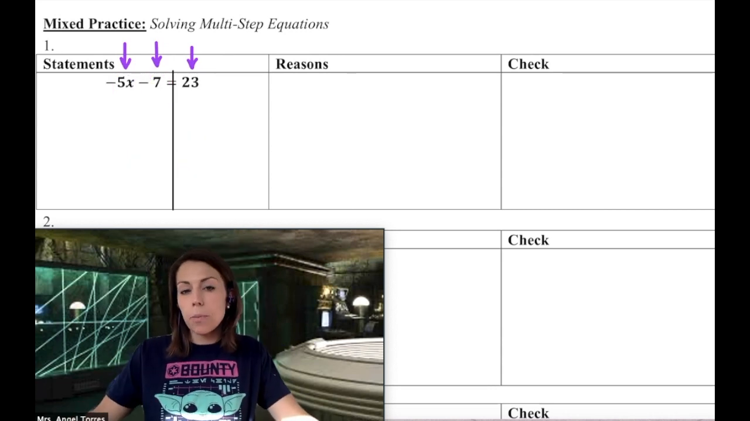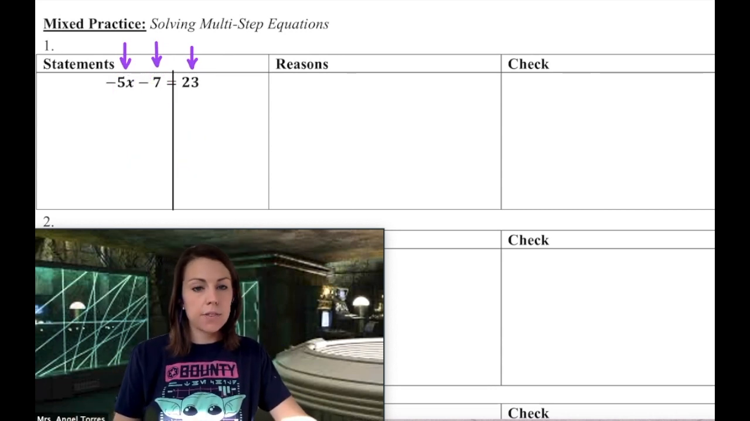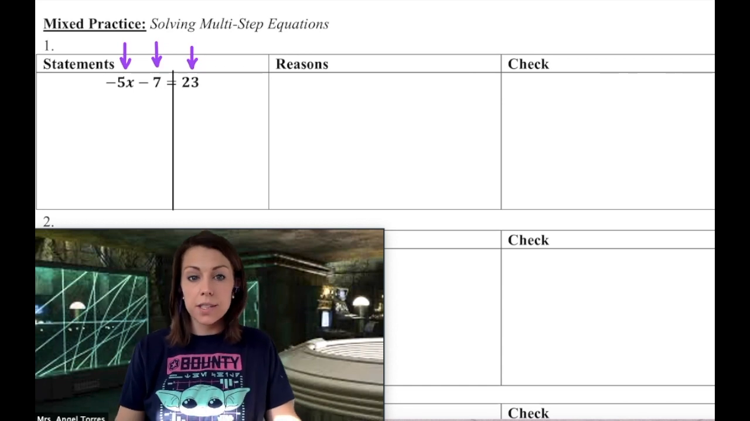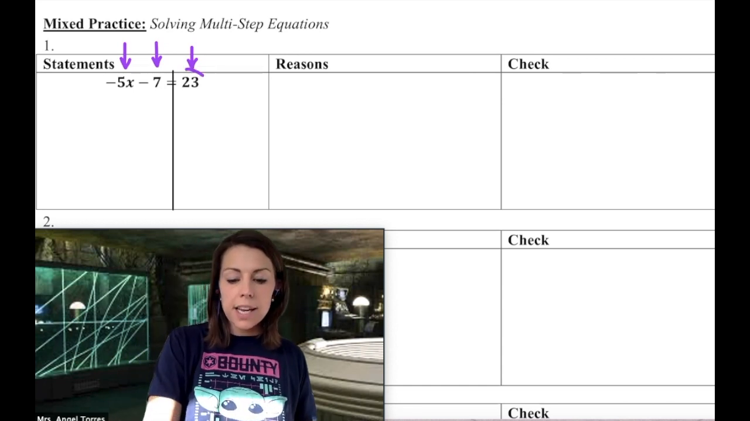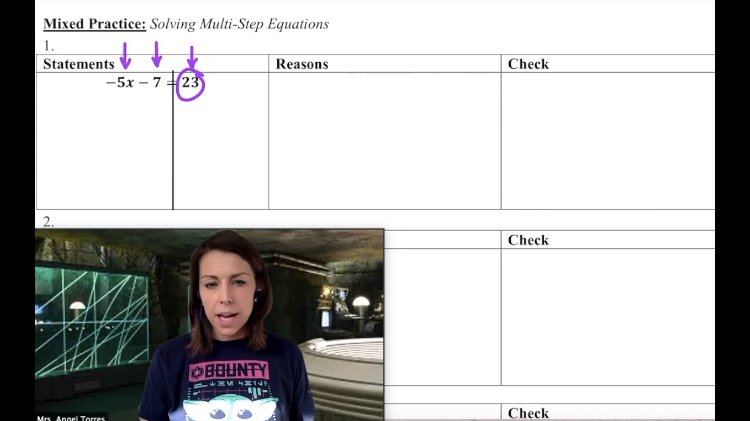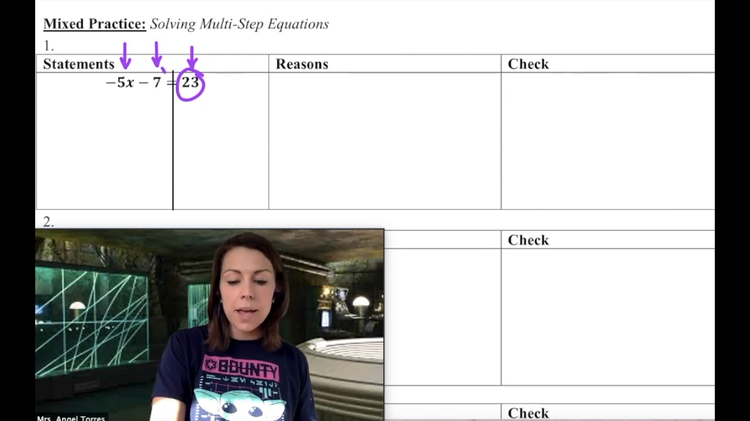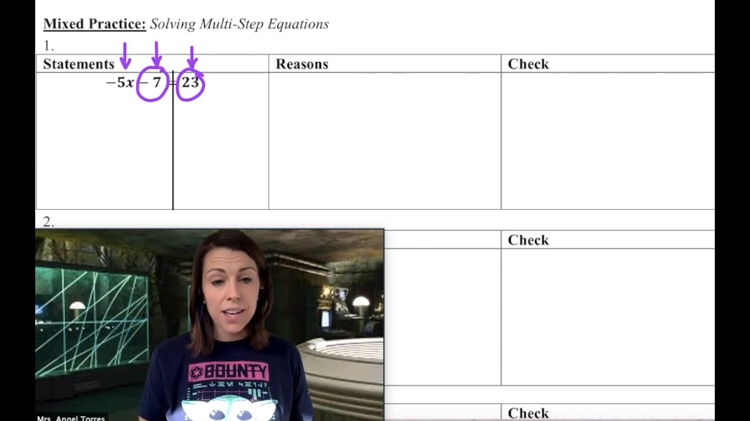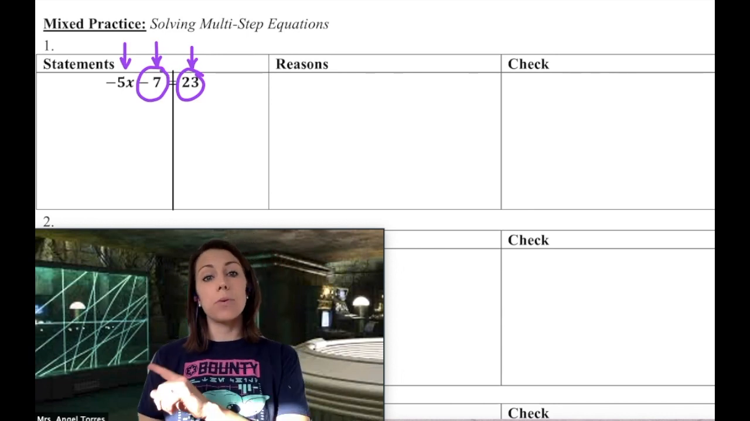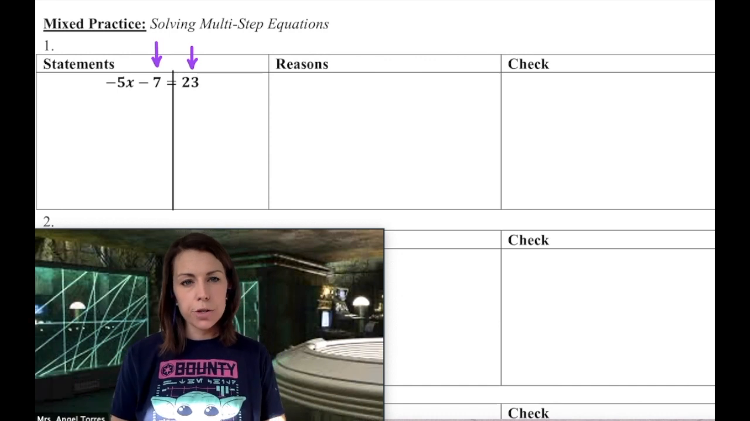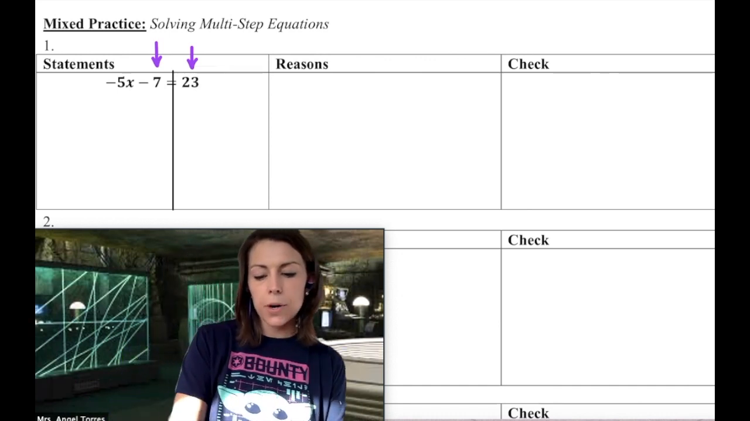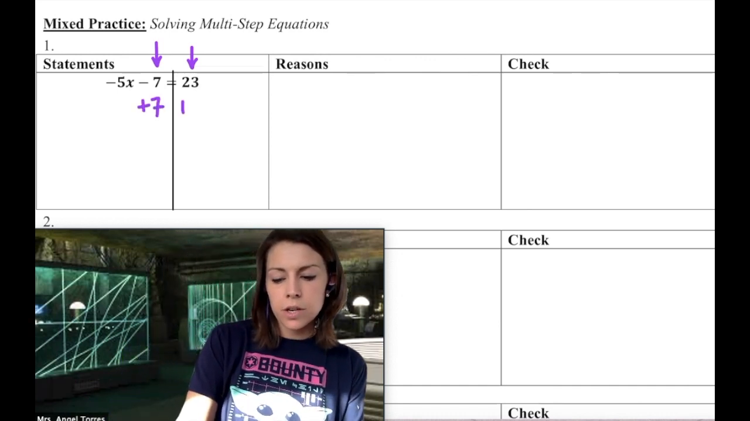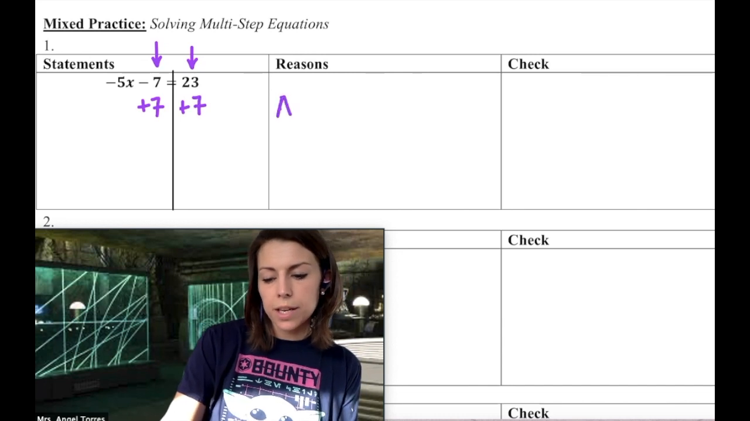Would you make a 0 term out of the negative 5x or the negative 7? Well, it all depends on what's on the other side. 23 is a constant. What can be combined with a constant? Only other constants, which means I want to make a 0 term out of the negative 7 because then I can combine it with the 23 that's on the other side. So how do I make a 0 term out of a negative 7? I'm going to add 7 to both sides using my addition property of equality.